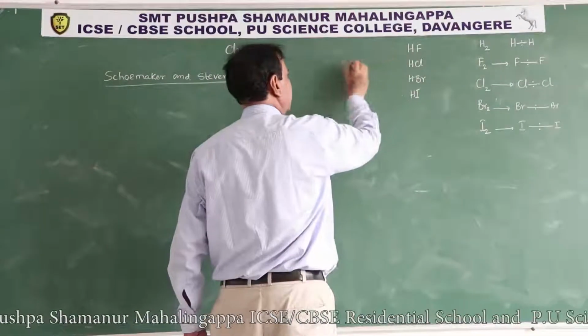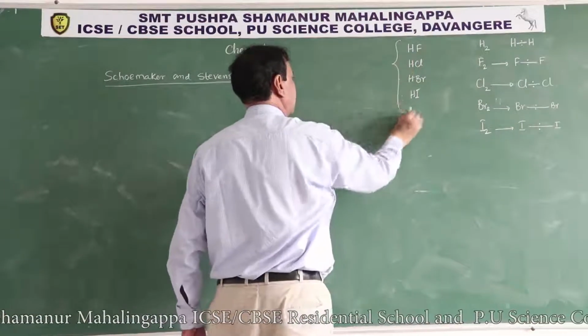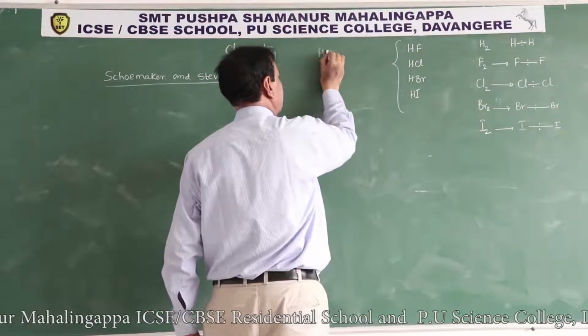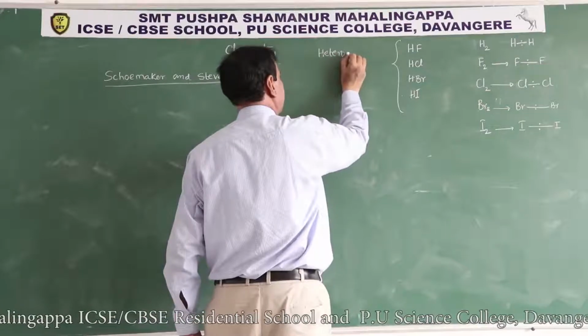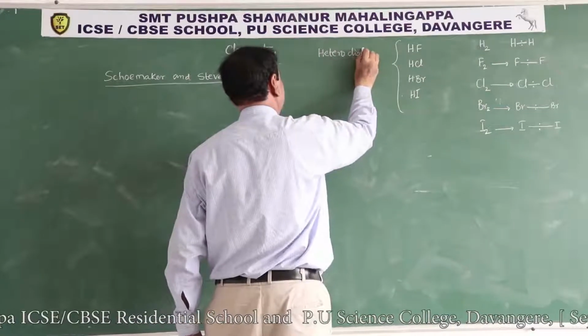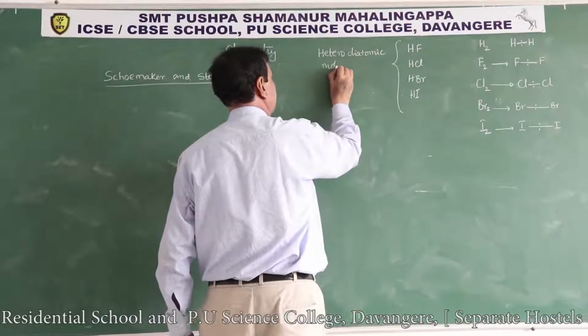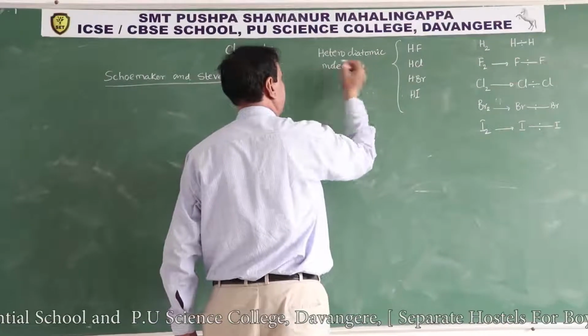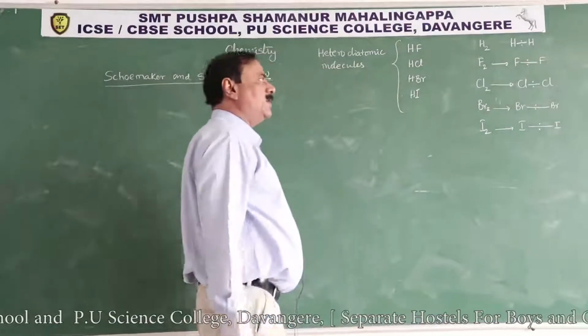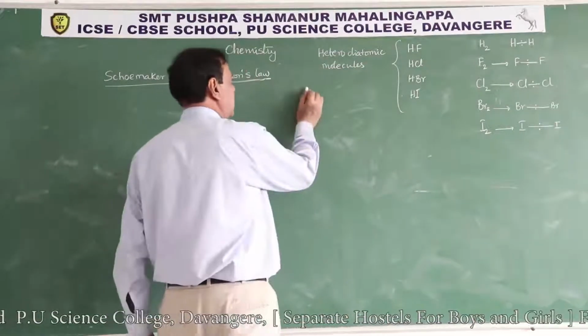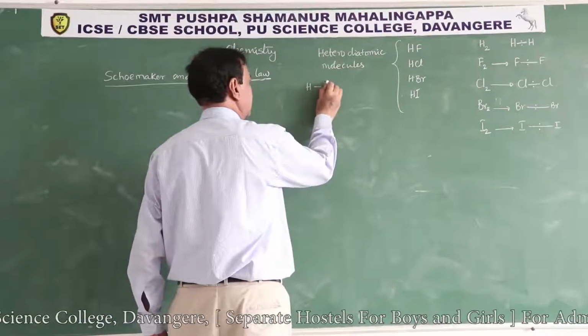But in case of HF, these are considered heterodiatomic molecules. These types of molecules are called heterodiatomic molecules. Diatomic molecules are of two types: homodiatomic molecules and heterodiatomic molecules. In heterodiatomic molecules, what about the bond length that is in between that of H and F?